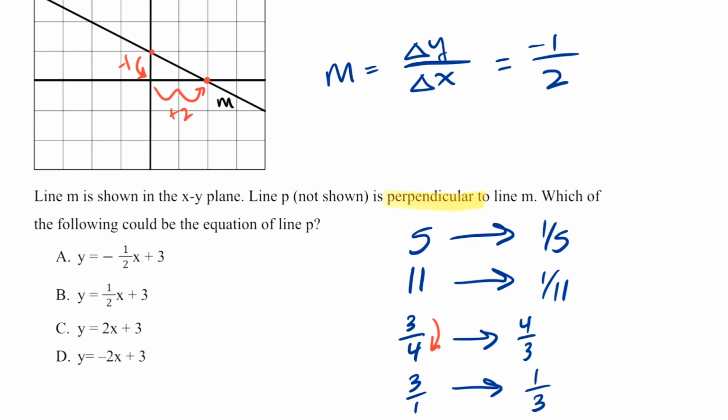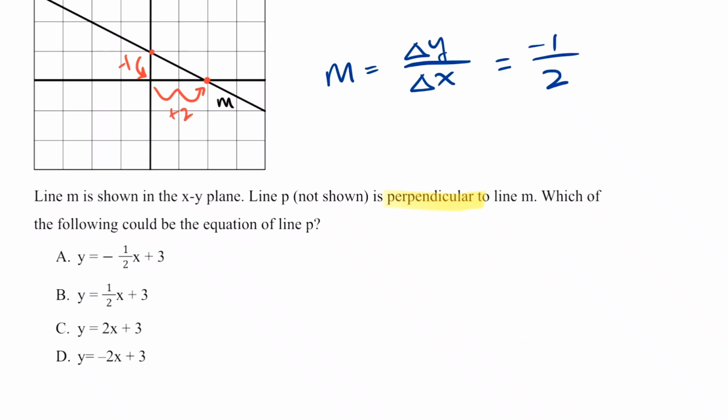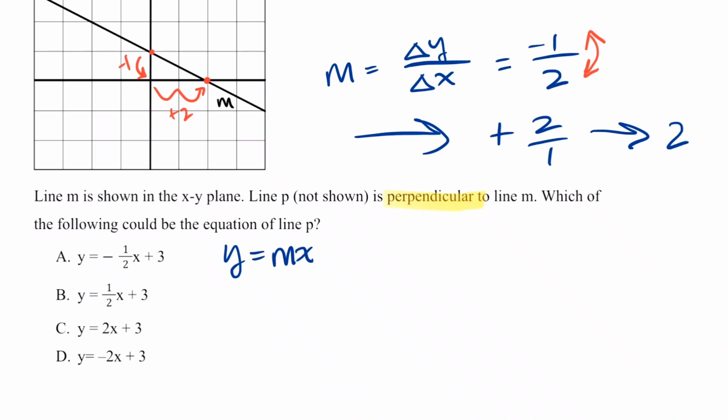So what's the opposite reciprocal of -1/2? If we take the opposite of negative, that becomes a positive. And if we flip it, then 1/2 becomes 2/1. So the perpendicular slope is just 2. Since all these answer choices are in the format y = mx + b, we can simply look at the number in front of the x and find the one that matches 2. So our answer is C.